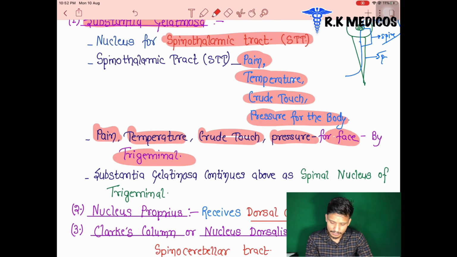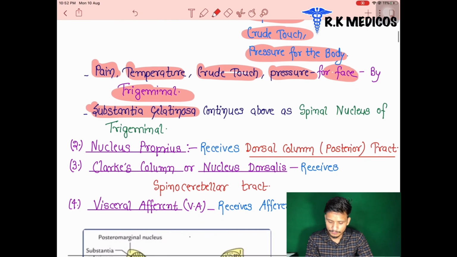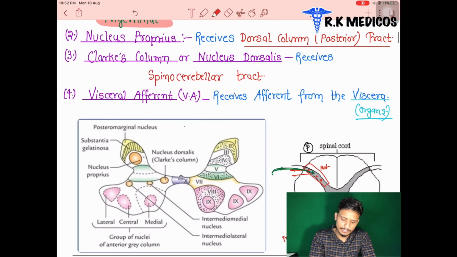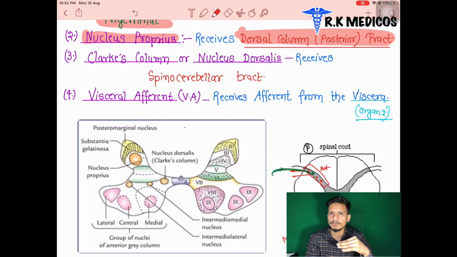Next, the substantia gelatinosa continues as the spinal nucleus of the trigeminal nerve in the upper stages. Now we are going to see the next nuclei, the nucleus proprius, the second nuclei of the posterior horn, that receives the dorsal column information of the posterior part of the spinal cord.